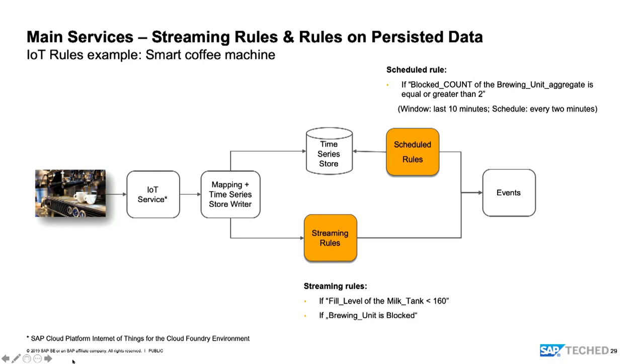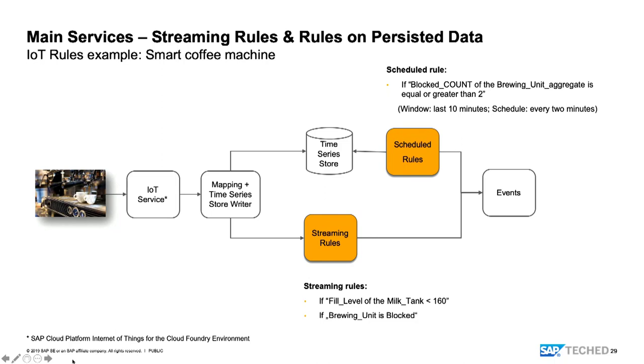The streaming rule works before, or basically in parallel with, the ingestion, whereas the scheduled rule goes to the time series store. It can only run if the data is already persisted. And then you also see the difference here. If we take the coffee machine as an example, if the fill level is less than 160 and the brewing unit is blocked at this moment, then the rule will be fired.